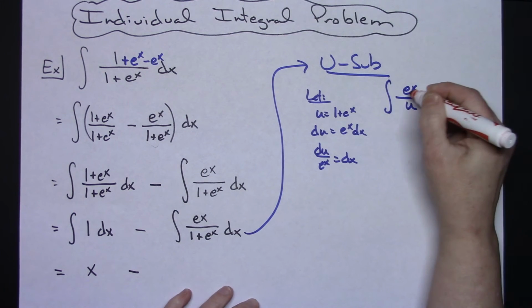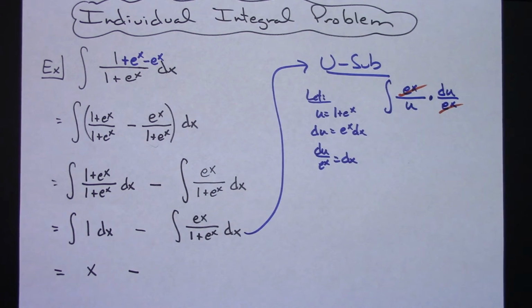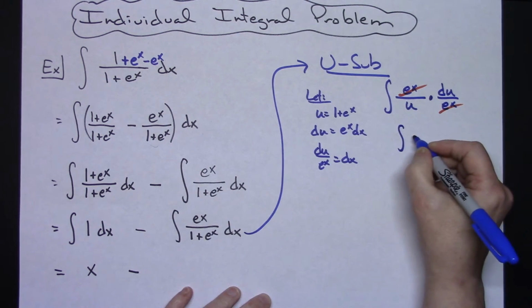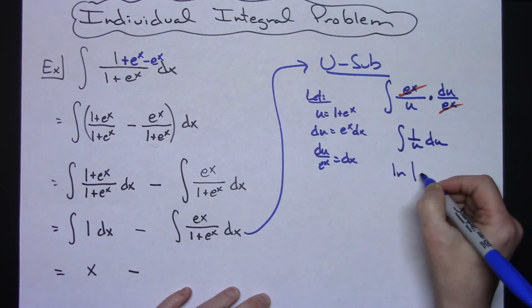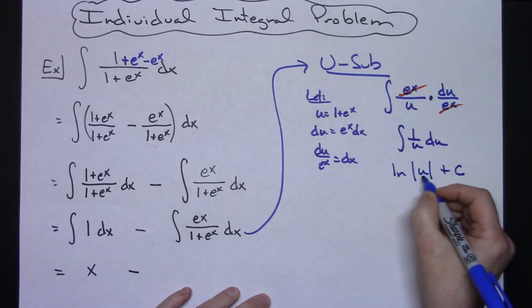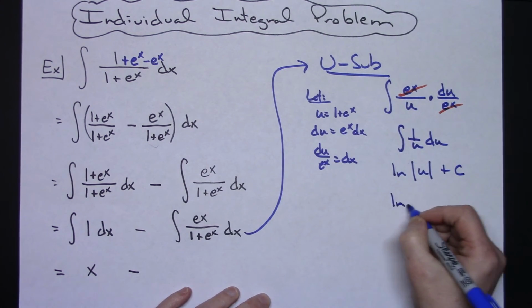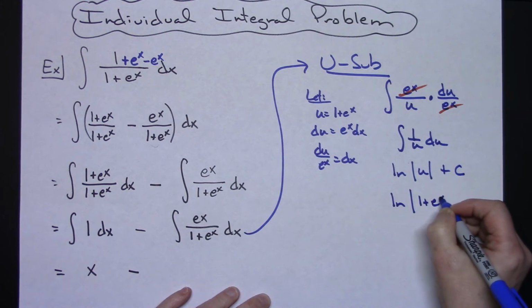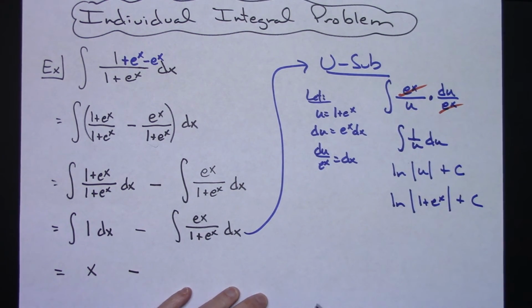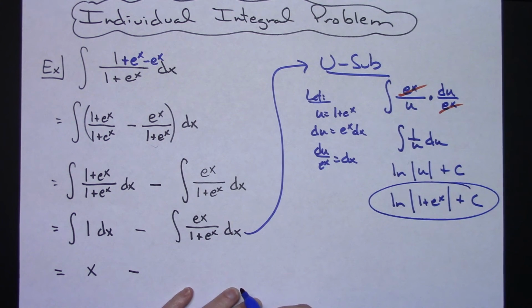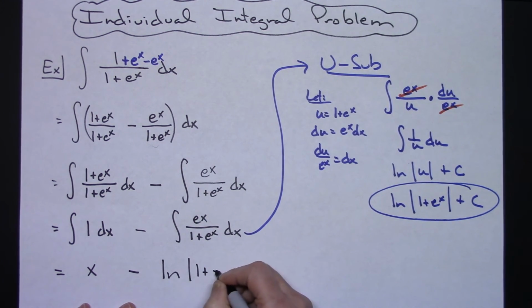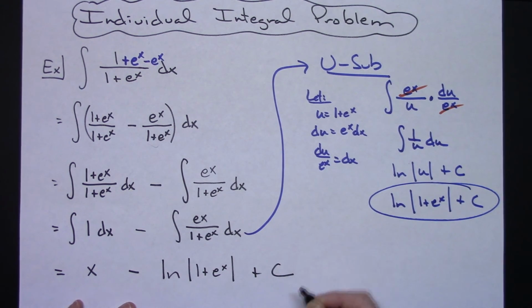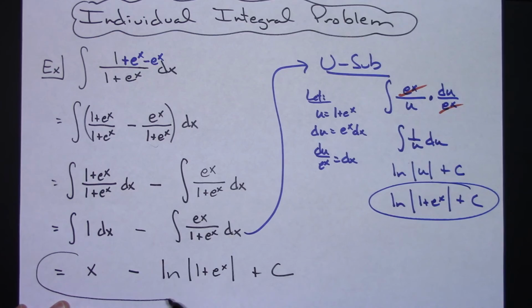This turns out really nice now because the e to the x there crosses out, leaving me with the integral of 1 over u du, and we can really easily integrate that to the natural log absolute value of u plus a c, and then of course replacing that u. So natural log absolute value 1 plus e to the x, and then the plus c on the end. So this integral is really simply that. So then minus the natural log of the absolute value 1 plus e to the x, and then plus c on the end for your final integration.